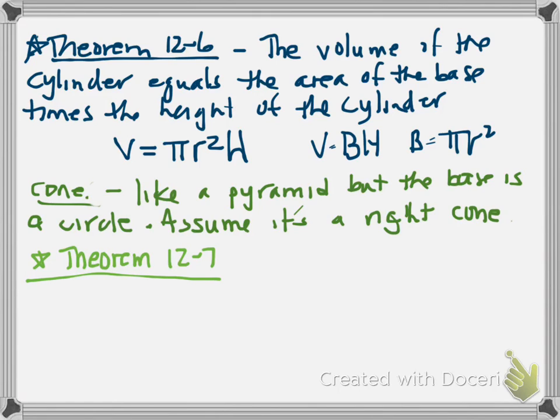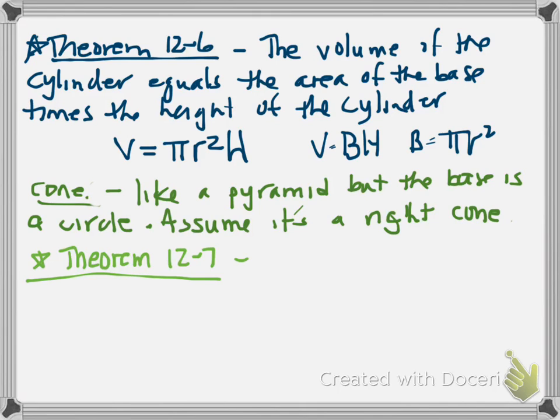So what can you guys tell me about the lateral area of a pyramid? What was it? One third? Nope, not one third. One half the perimeter times the slant height. Well, what's the perimeter of our circle? It's the circumference, the 2 pi r. So that's going to get substituted in.